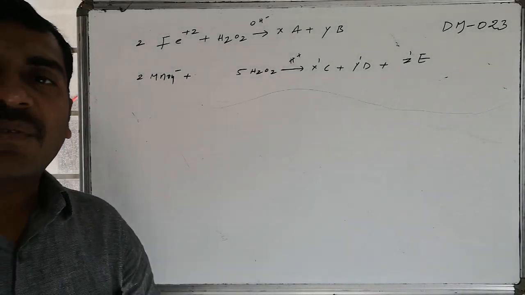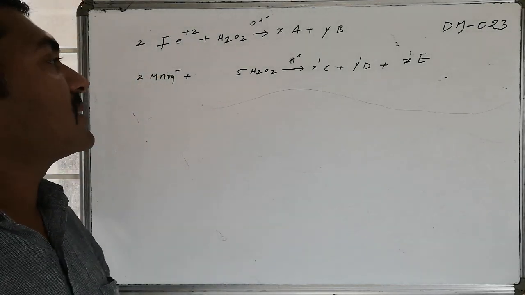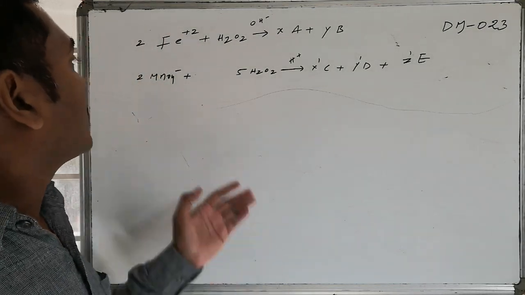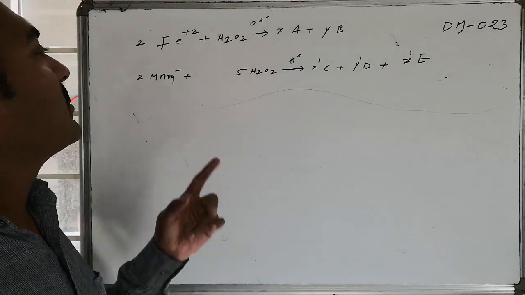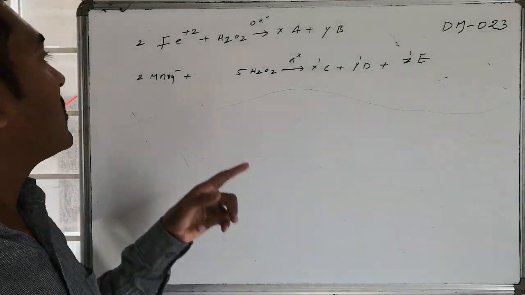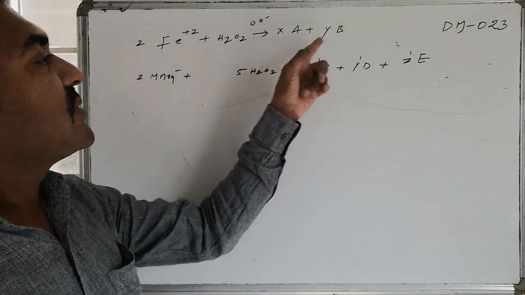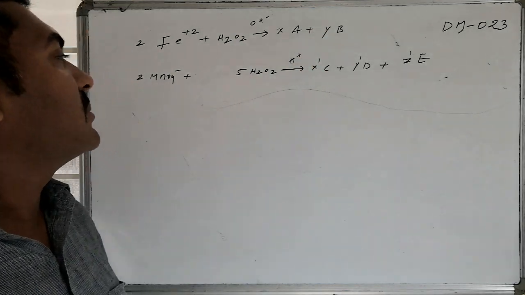Calculate the sum of coefficients present in the independent balanced equations in different mediums. The first reaction is Fe2+ reacting with hydrogen peroxide in basic medium, converted to some new compounds, where the amount of Fe2+ is 2 moles. The coefficients are X and Y for the generated compounds, that is A and B.